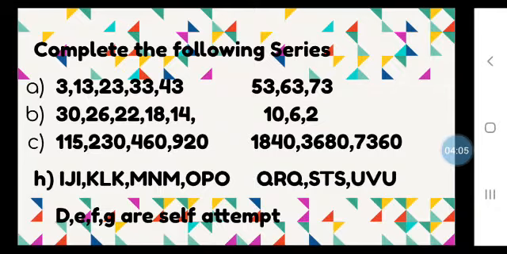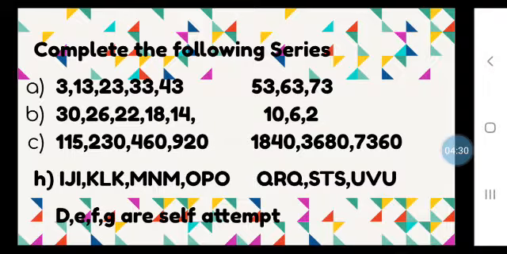So part number A, observe the numbers. We have 3, 13, 23, 33, 43. Can you observe that 10 is being added to every other number? Add 10 to 3, you get 13. Add 10 to 13, you get 23, and so on. So what will be the next number? Add 10 to 43, you will get 53. And yes, 63 and then 73.